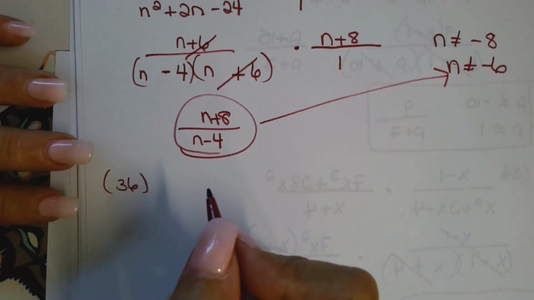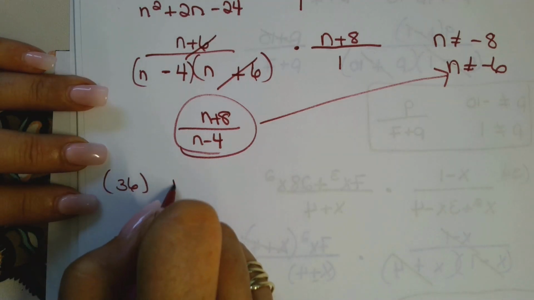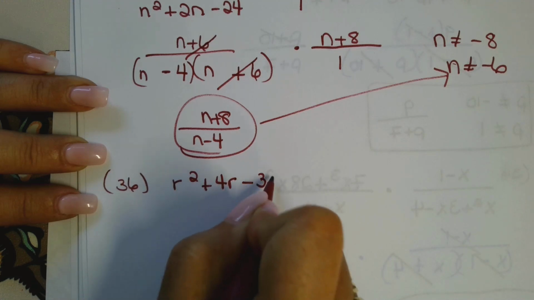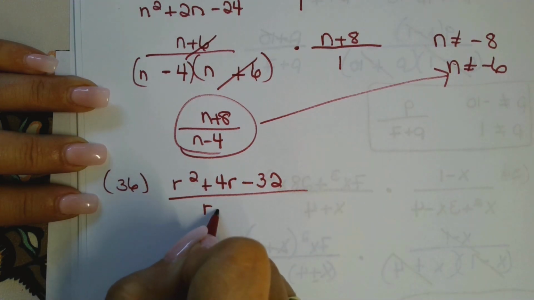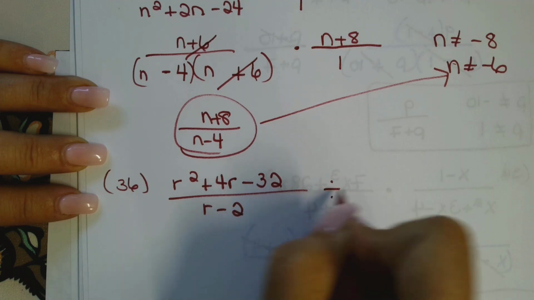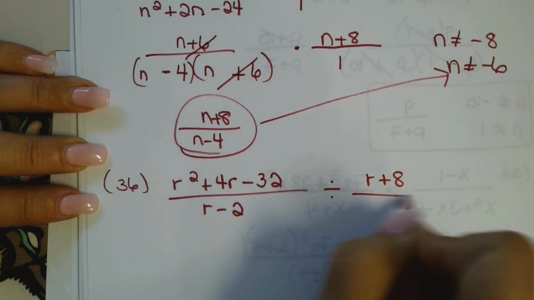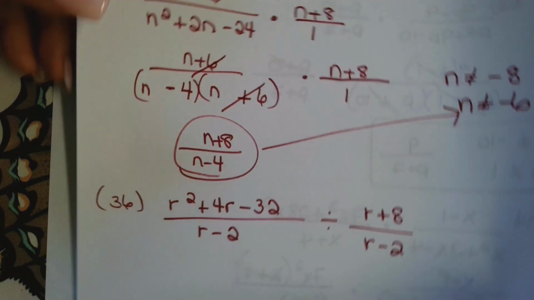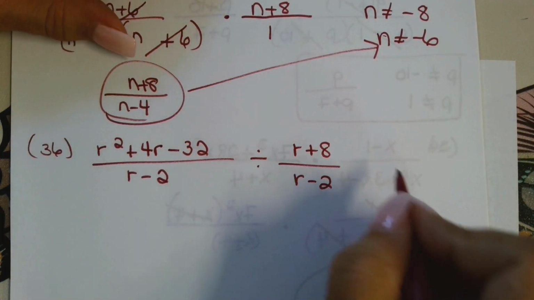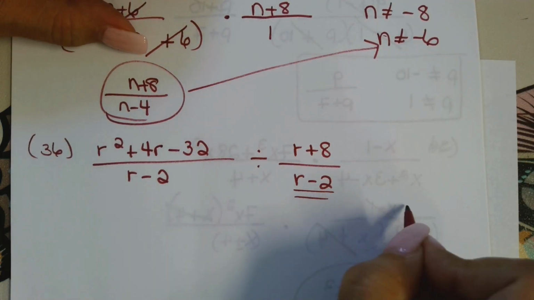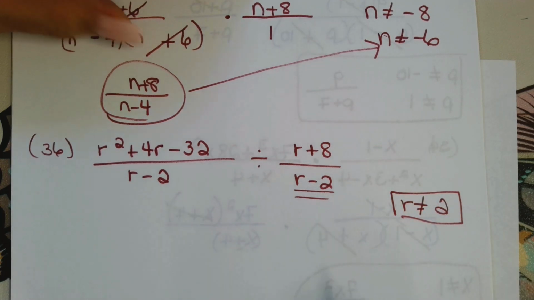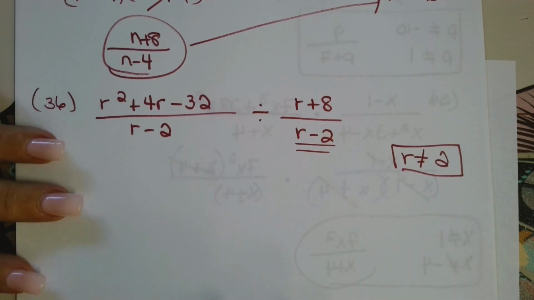All right, 36. We have r squared plus 4r minus 32 over r minus 2 divided by r plus 8 over r minus 2. Again, I'm doing the exclusions because I taught them to you, so I'm going to put them here. But on the final, not a problem. So what makes this 0? That would be a positive 2. So that's an exclusion right there. R can't be positive 2.